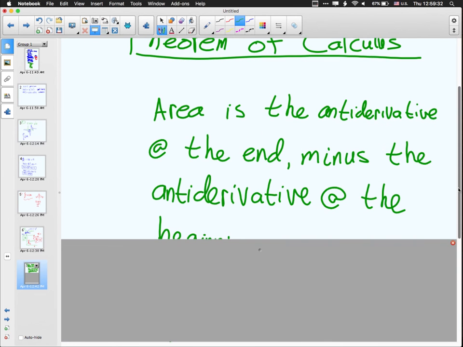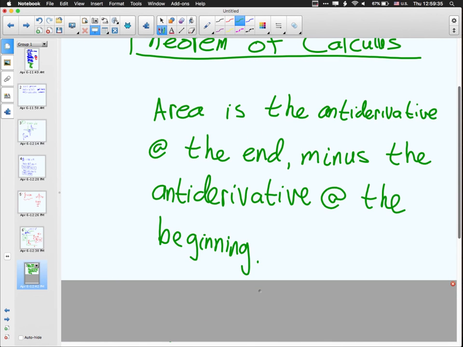And this is it, stated in English. If you can set up an area as an antiderivative, right inside that integral sign, okay, then if you just find the antiderivative, area is the antiderivative at the end of the region.